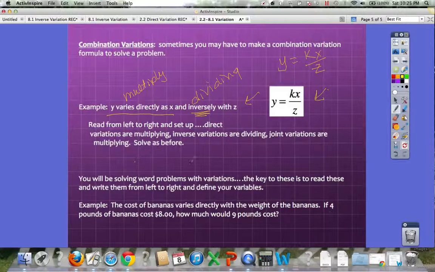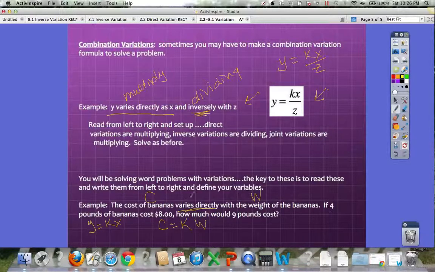For example, the cost of bananas. Now I'm talking about the cost. I'm going to put a C right there. Varies directly, okay, with the weight. I'm going to say W. Alright, so it's a direct variation. I know that looks like this. Okay, but I'm going to go left to right, and instead of Y, I'm going to put a C. I'm still going to use K for my constant and then W for my weight. Okay, so that way it makes a little bit more sense.